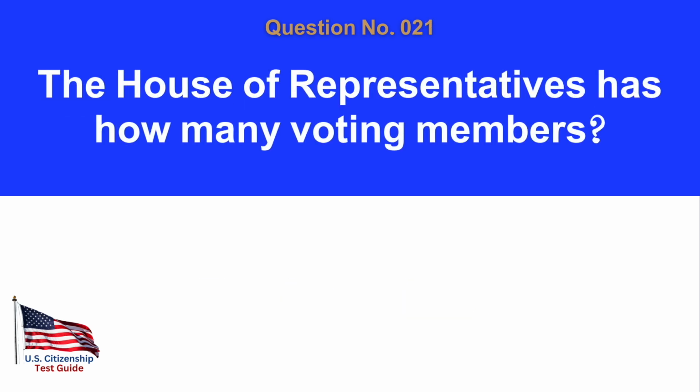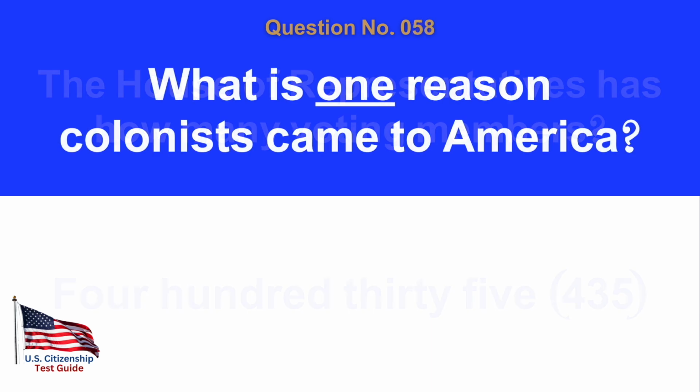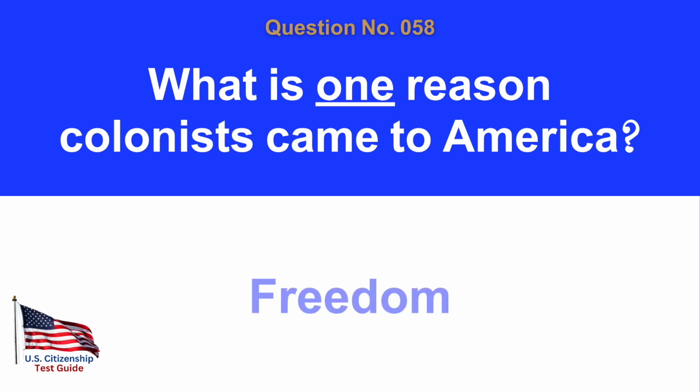The House of Representatives has how many voting members? 435. What is one reason colonists came to America? Freedom.